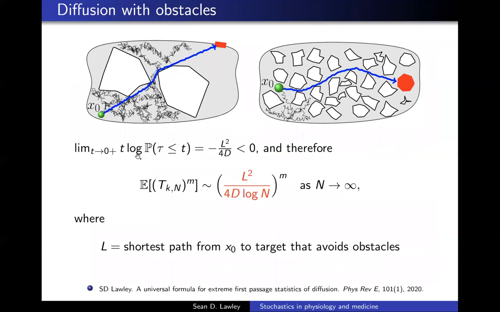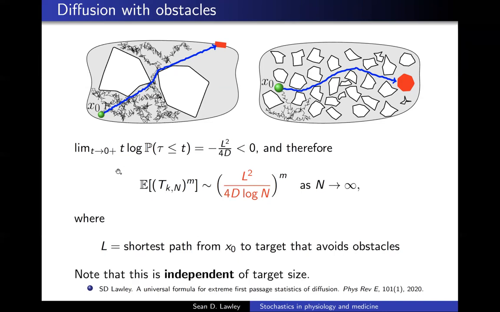Well, it turns out one can prove that a single first passage time has this short time behavior on a log scale, minus L squared over 4D, where D is the diffusion coefficient, and L is the shortest path from the starting location to the target that avoids obstacles. So L is somehow the distance of these blue curves that go straight to the target. And then the result of the theorem is that this mth moment of the kth fastest first passage time has this large n behavior. Okay, so we can do it.